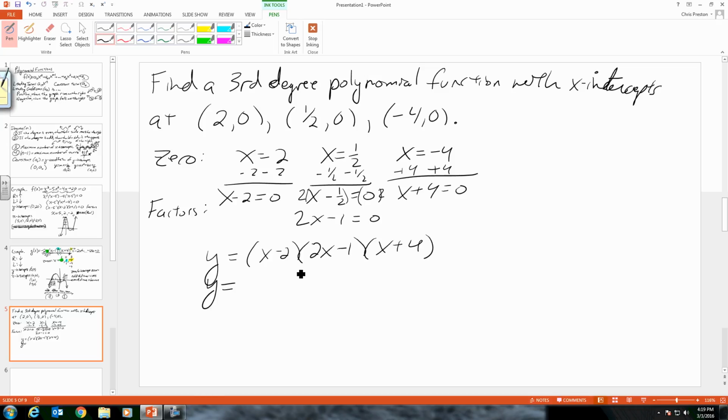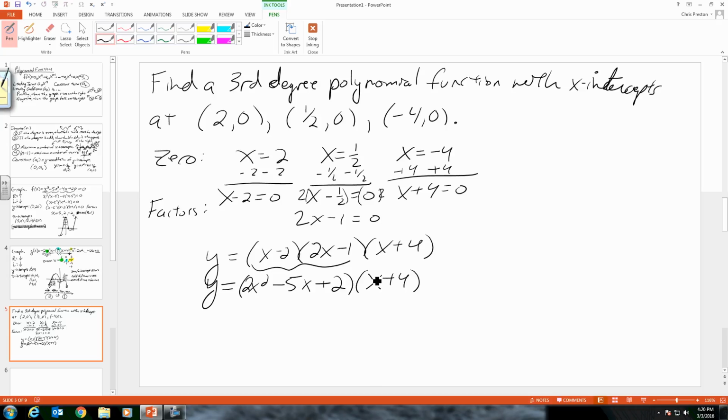So if I multiply these first two together, I'm going to get x squared. Outside pair is negative x, inside pair is negative 4x. So a negative x and a negative 4x make it negative 5x. And then, oh, this should be a 2x squared. And then negative 2 times negative 1, positive 2. And then I'm going to multiply that by x plus 4.